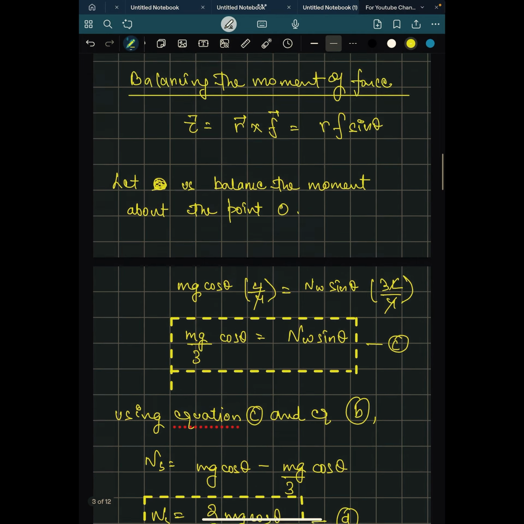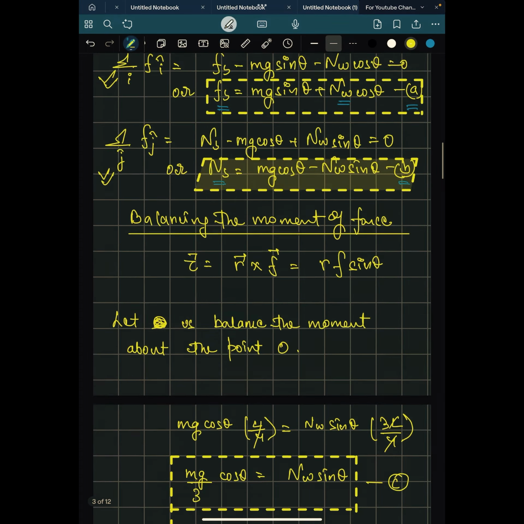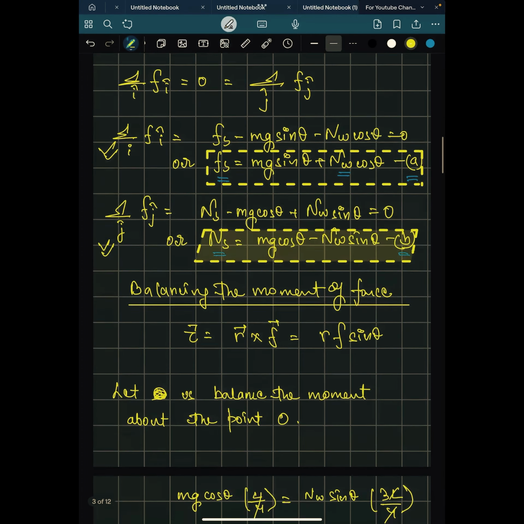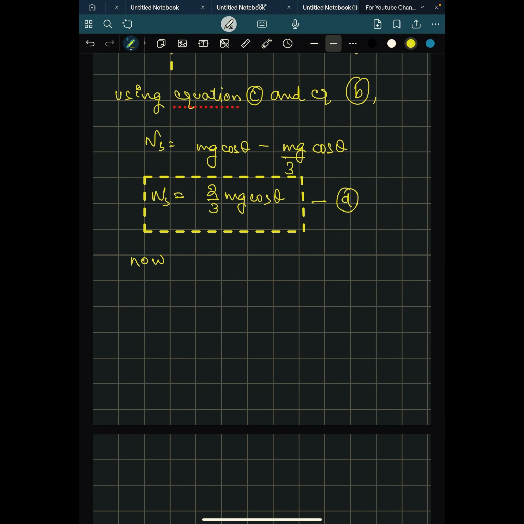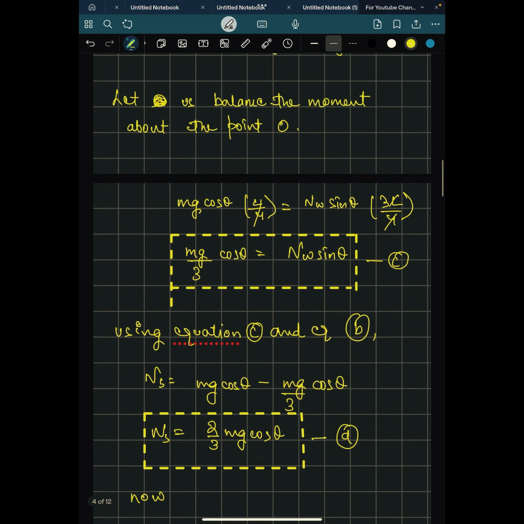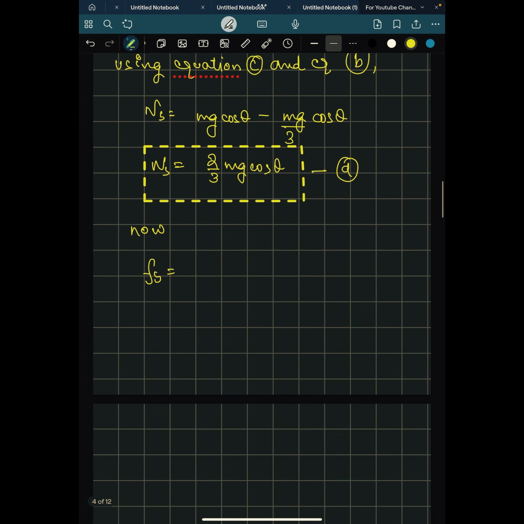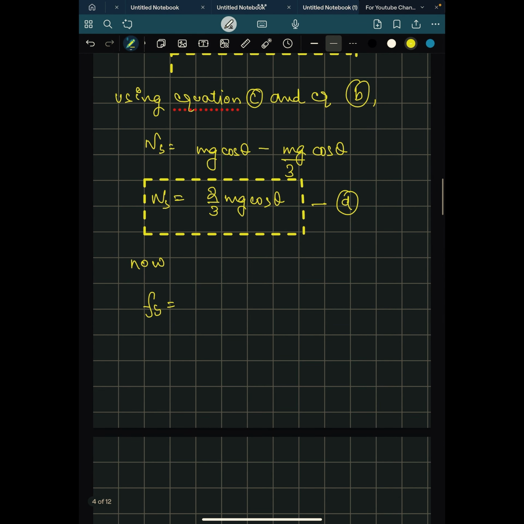So once we got Ns, Fs can be identified. So Fs is mg sin theta. Now Fs is what? Mg sin theta plus Nw cos theta.